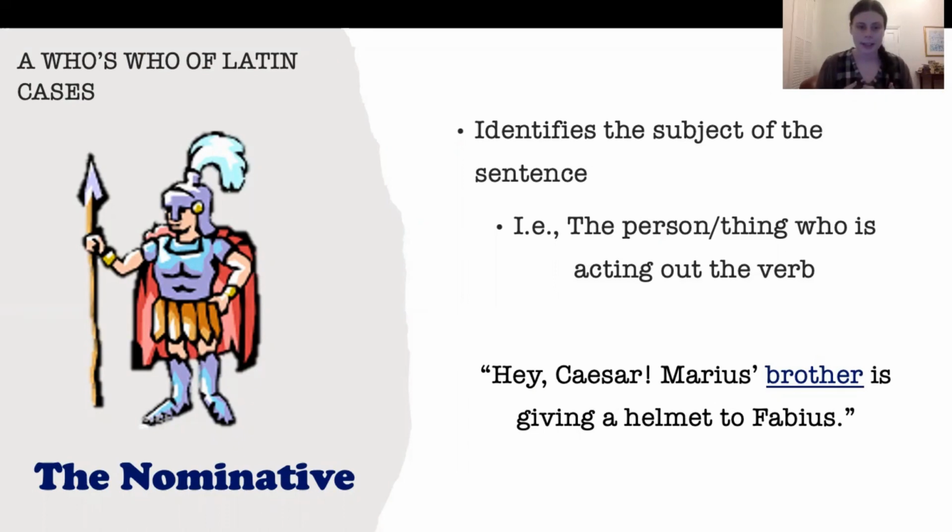Okay, so we've got an example sentence here. Hey Caesar, Marius's brother is giving a helmet to Fabius. Right? So in this sentence, brother is the person who's doing the giving, right? It's the brother who's doing the giving. So that word in Latin would be in the nominative and in the singular.